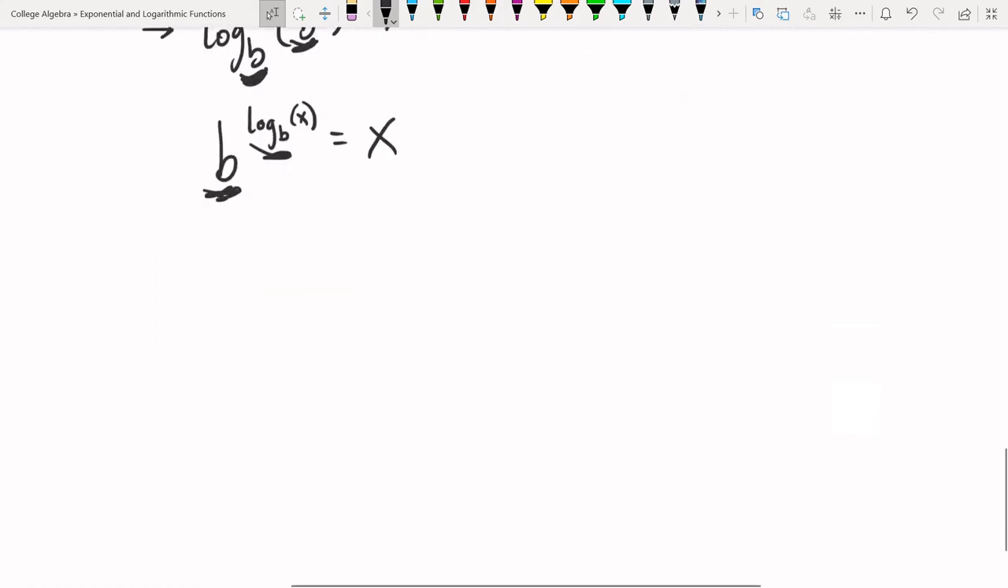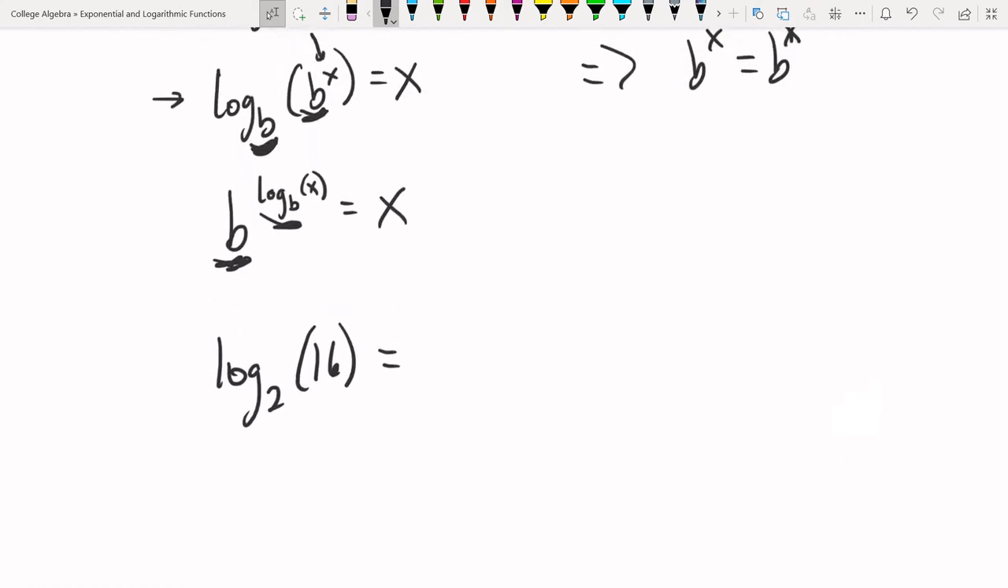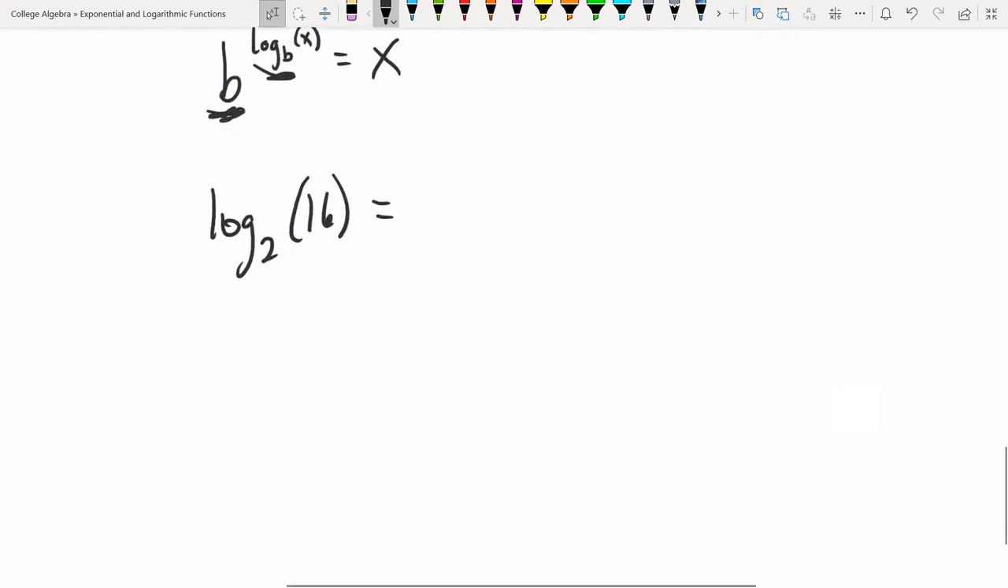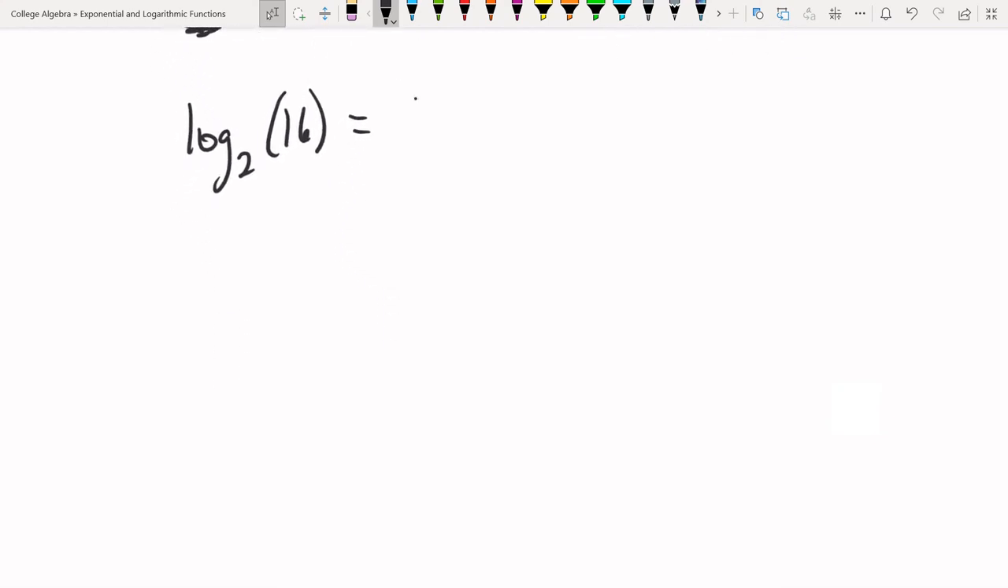So let's use these properties for a couple problems, and then we'll be done. Log base 2 of 16. What we're trying to do here is figure out, can we make the inside be the same base as the logarithm? So log base 2 of 16, well, 16 is the same thing as 2 to the 4th power. 2 to the 4th power is 2 times 2 times 2 times 2, which is 16. And log base 2 and that 2 cancel, leaving us with just the power of 4.